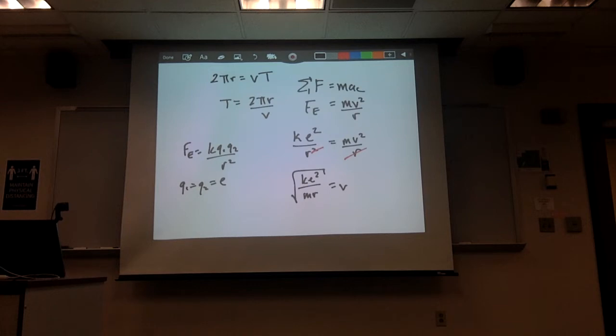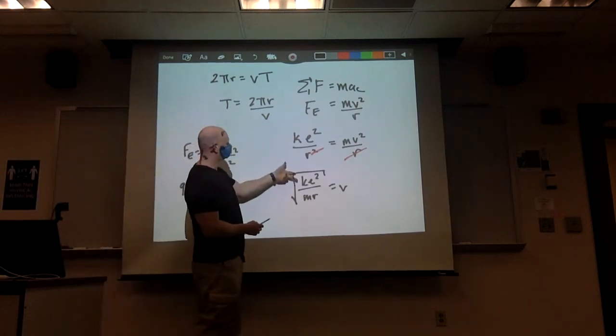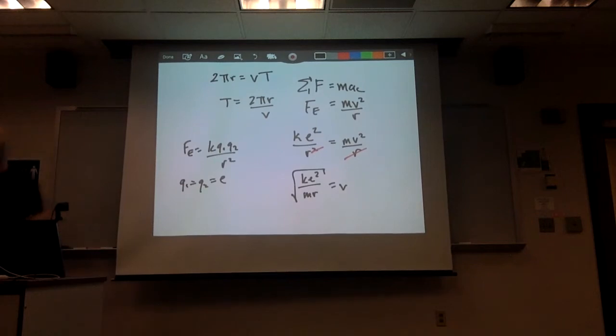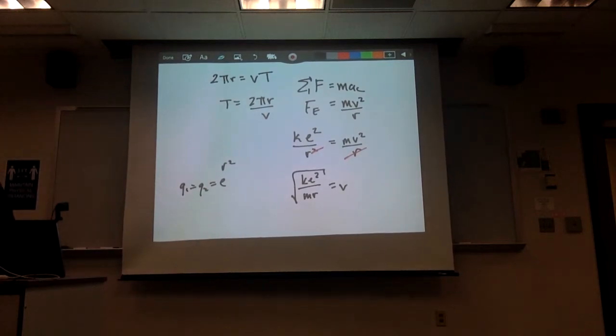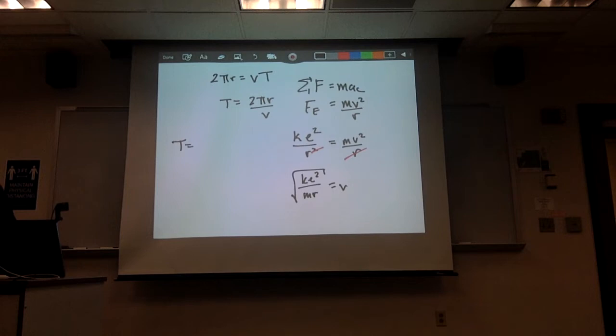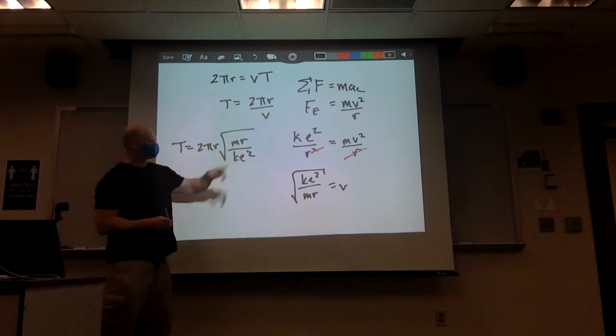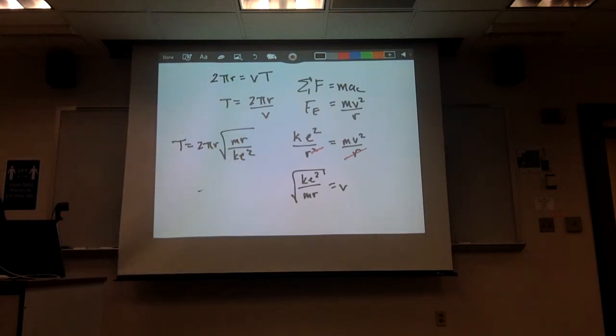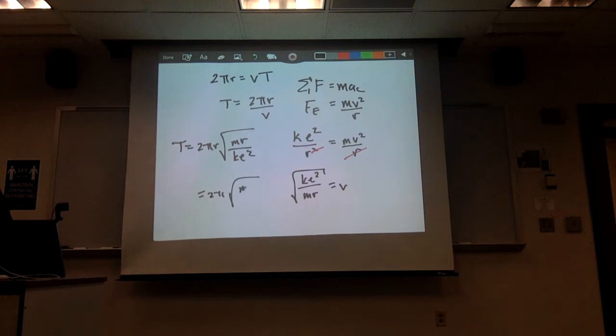So now I'm just going to plug this into this expression, which means I'm going to take 1 over that and plug that in. So from here, my period is going to be 2 pi times r times the square root of m r divided by k e squared. So this is then my period. If I want, I can move this r on the inside, which would make that r cubed. So this is going to become equal to 2 pi square root of m r cubed divided by k e squared.